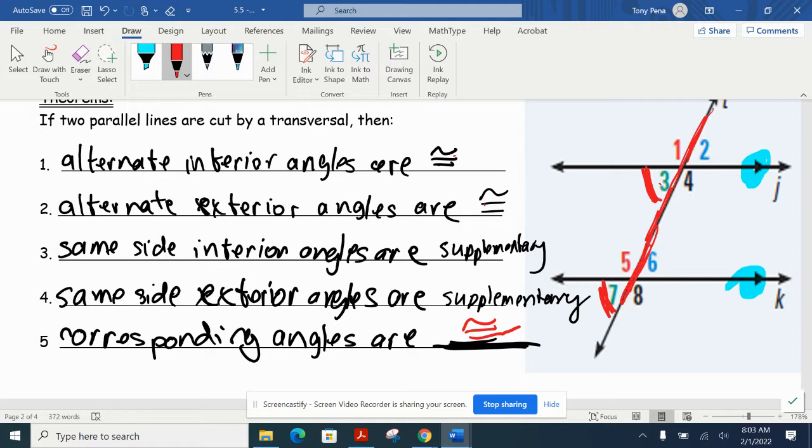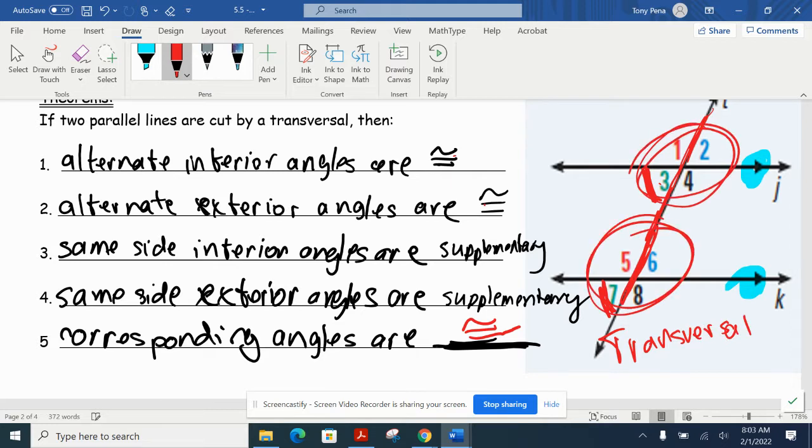All right, it intersects these. This is what we called a transversal. And then that transversal creates 4 angles up here. It creates 4 angles in that second line. And then there are relationships between those angles.